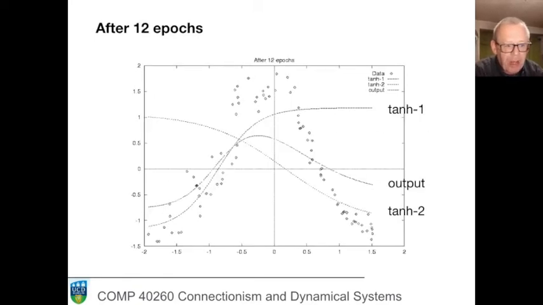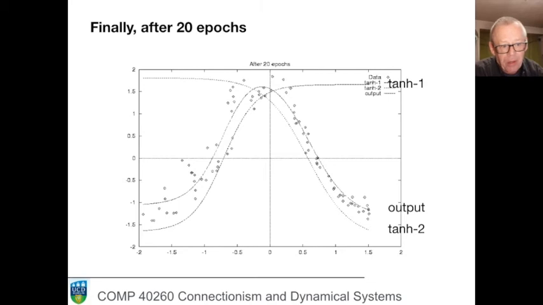After 12 passes through the data, now you can see that the two tanH functions have taken on very different and contrasting shapes. TanH1 starts low and goes high. TanH2 starts high and goes low. The output, which adds these two together, now acquires a bump in the middle. This is looking more promising.